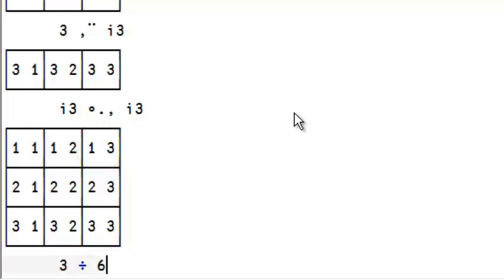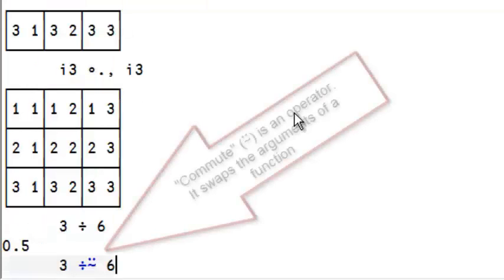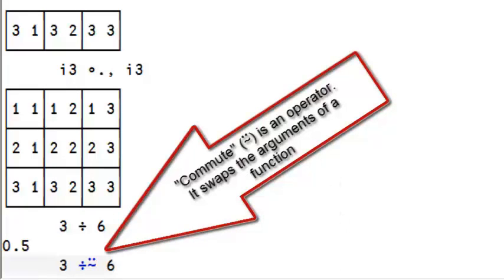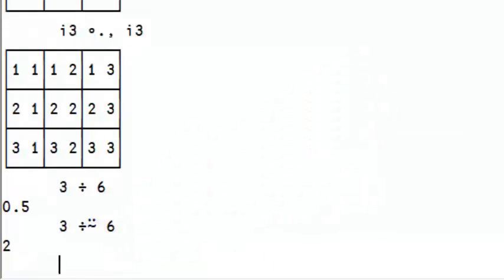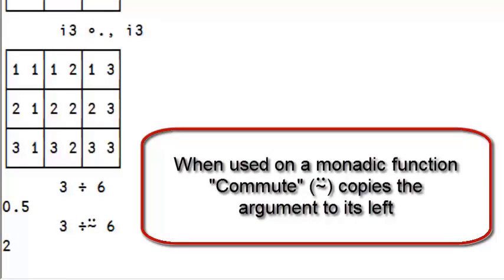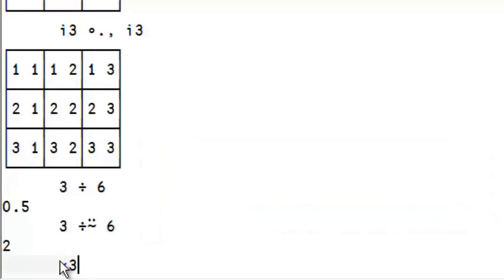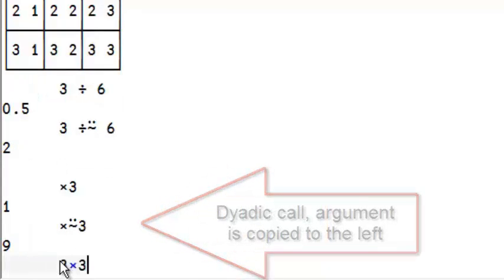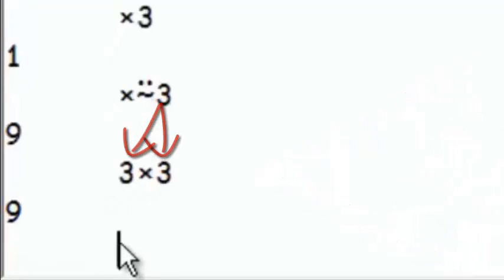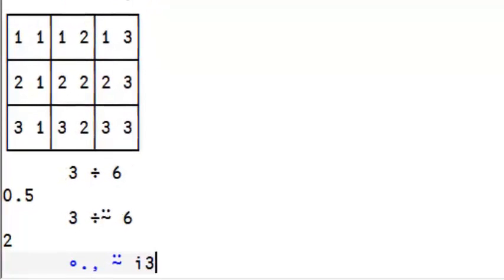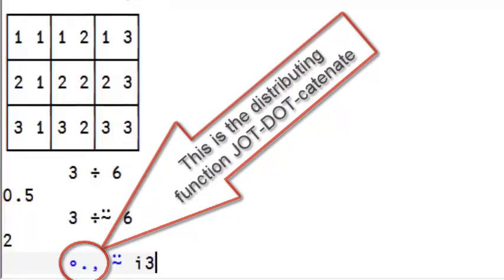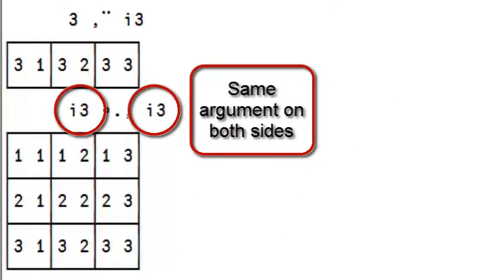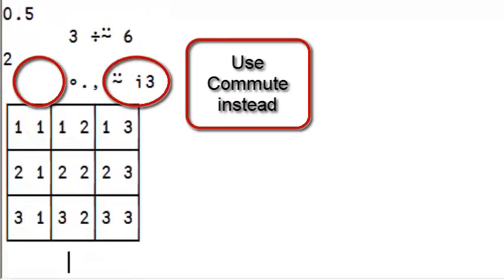In Dyalog APL, there's an operator that allows us to swap the arguments to a function. For example, if I do 3 divided by 6, we get 0.5. But if I use commute, which is the operator to swap the arguments, it reverses the arguments, and we get 6 divided by 3. If commute is used on a monadic function, it turns the call into a dyadic function by copying the argument to the left. For example, this is the signum of 3, but this is the square of 3. It's the same as this. So the same way here, as we were using i3 jot dot comma i3, since we're using the same argument on both sides, we can use commute and we get the exact same result.